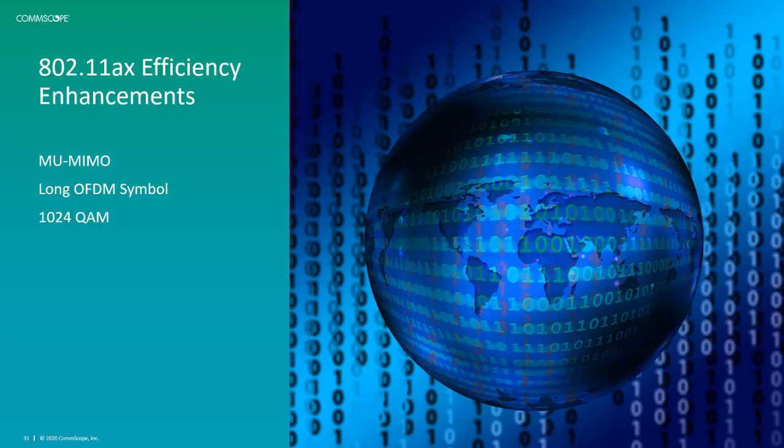In this training, we'll go into more detail of the multi-user MIMO, long-distance OFDM symbol, and the 1024 QAM and how it all works within the 802.11ax standard. With 802.11ax, we have access to both OFDMA and multi-user MIMO. Each has its strengths and weaknesses.